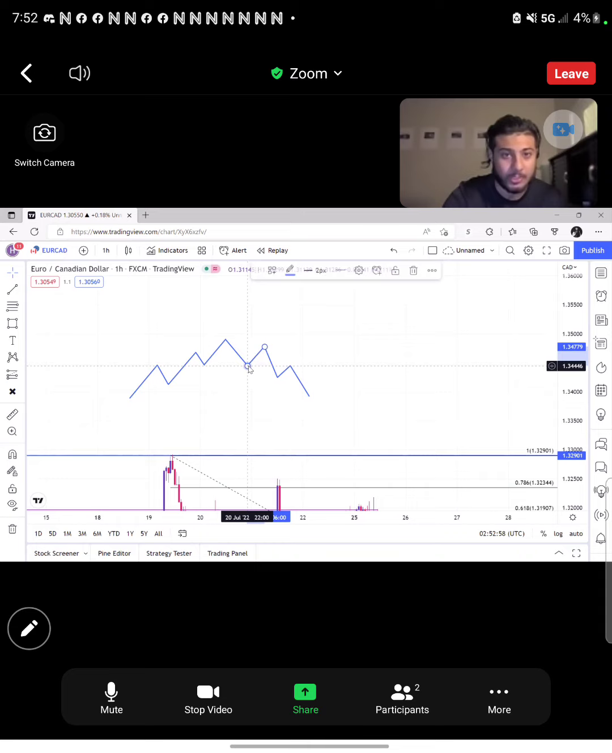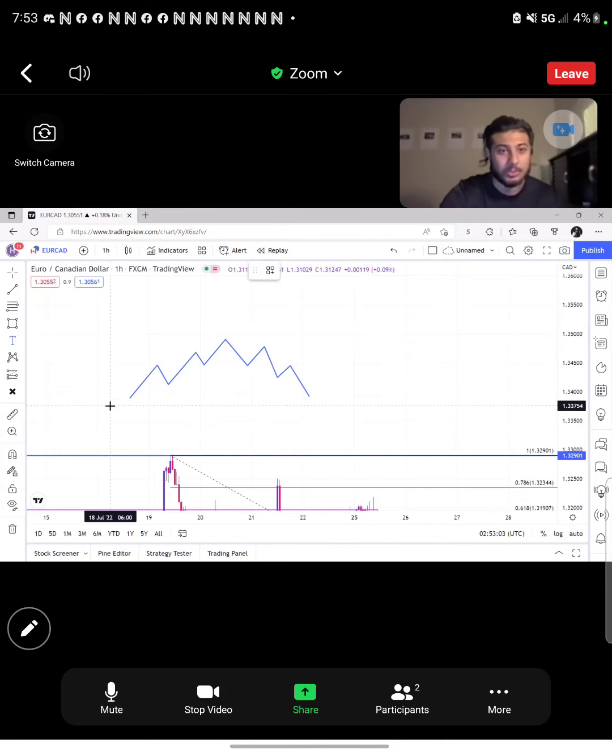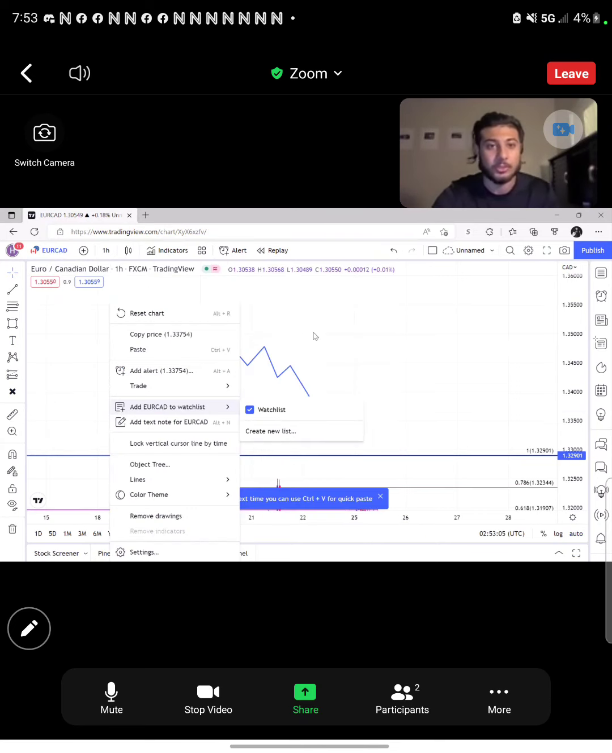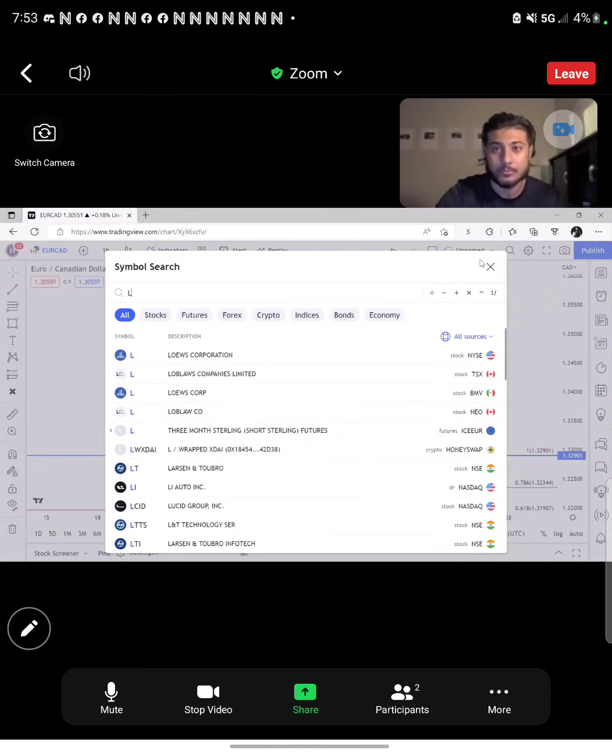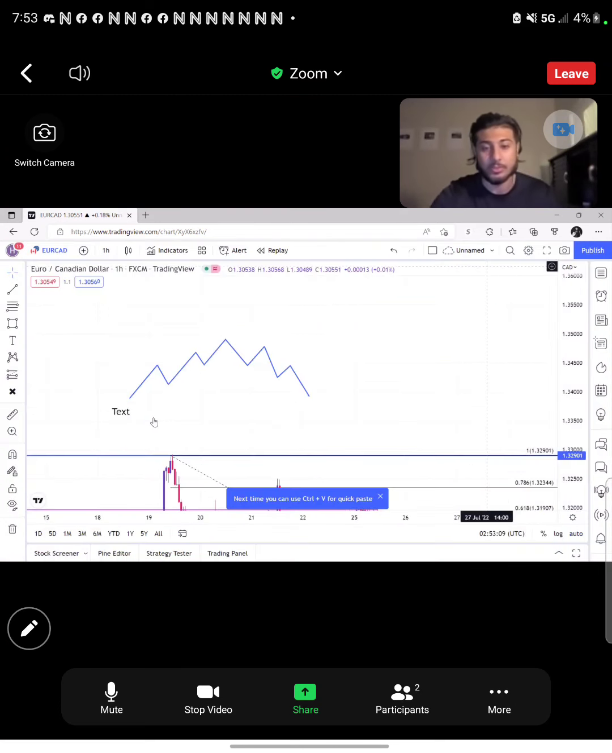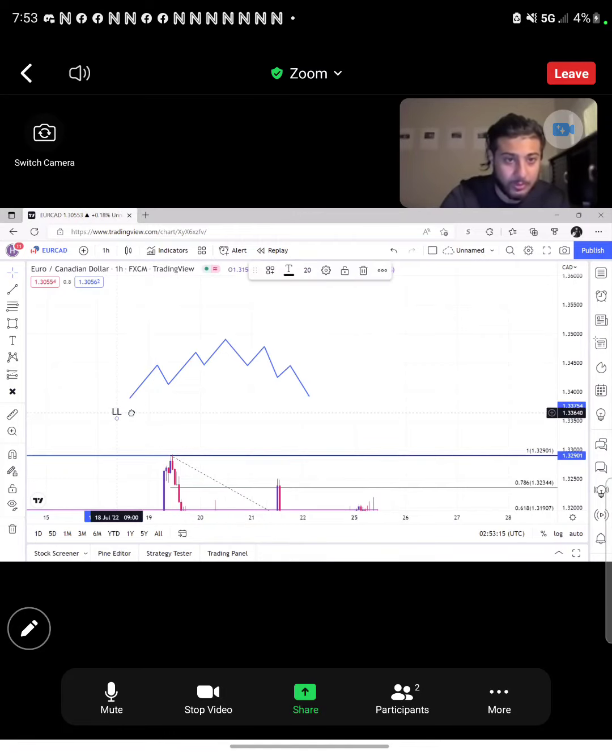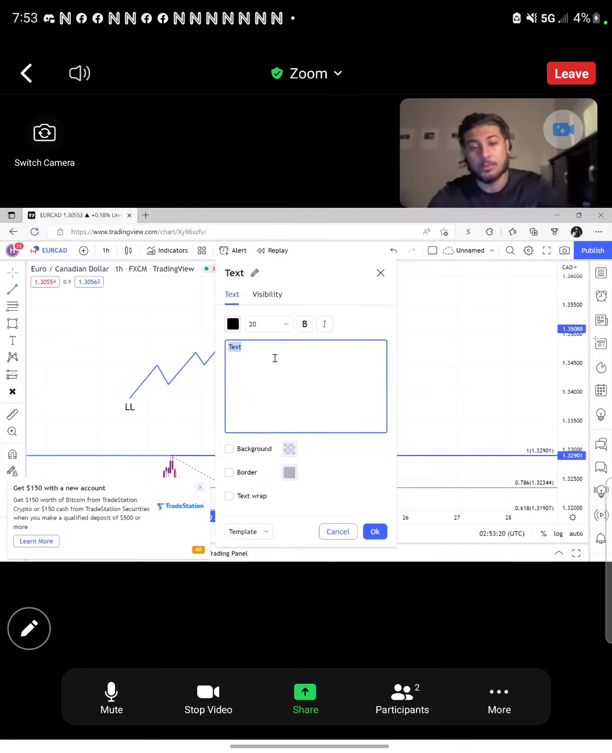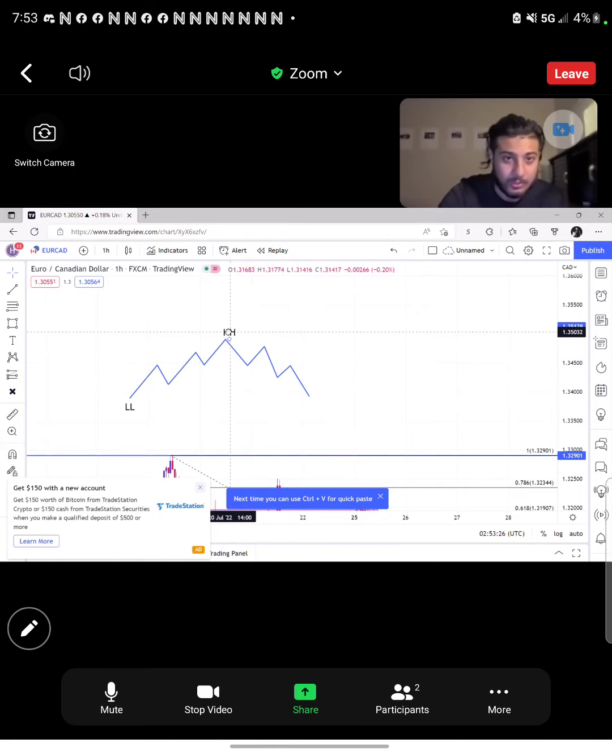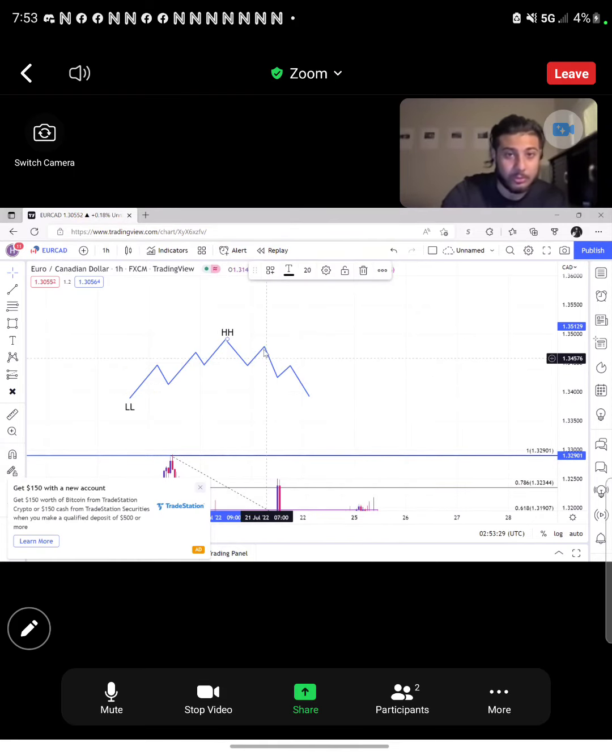So how I look at the market is as zigzags. You feel me? So for example, this right here would be a lower low. Now this right here would be our higher high because it's the highest point. And then everything in between is either a lower high or a higher low. So this would be a lower high.